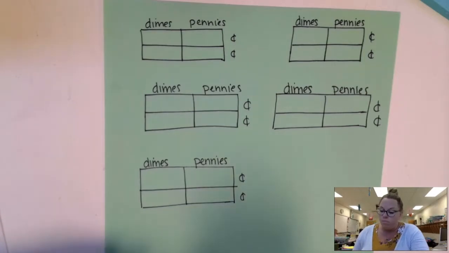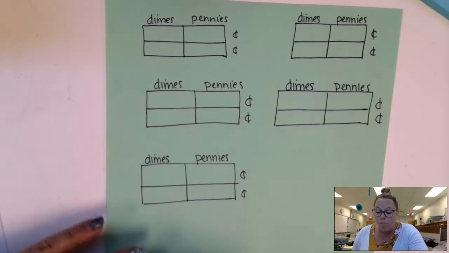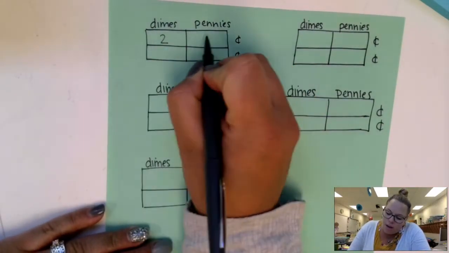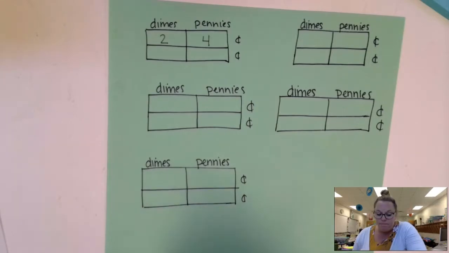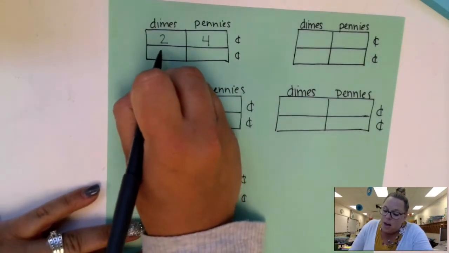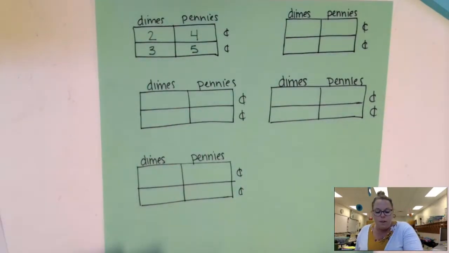So I have 24 cents. And if I have 24 cents and I use the fewest dimes and pennies, I'm going to have 2 dimes and 4 pennies. And so in my chart, I'm going to show that 2 dimes and 4 pennies equals 24 cents. And I also have 35 cents. And I'm going to use the fewest pennies and dimes that I can. And so for 35 cents, I will have 3 dimes and 5 pennies. And that's how I would write it on my chart.